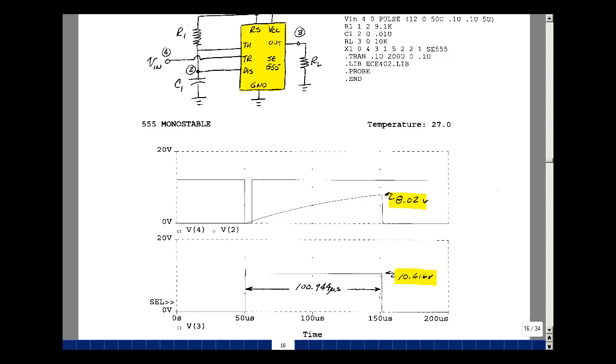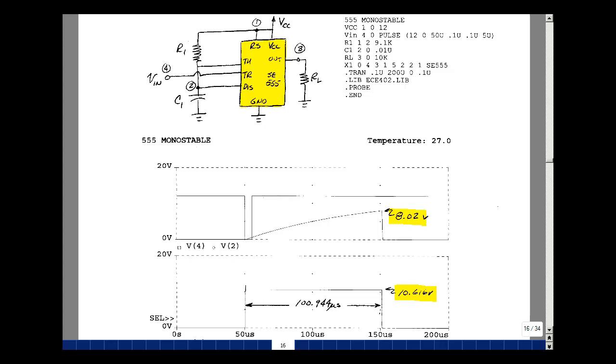Okay, I plotted here node voltages 4 and 2. Let's just see where those are. So node voltage 4 is my input, that's my pulse. And V2 is the voltage across the capacitor. And you can see it starts out here and starts to charge up and gets to 8.02 volts and then comes back down again. 8 volts is 2/3 of 12 volts. So that looks like it's pretty much on track.